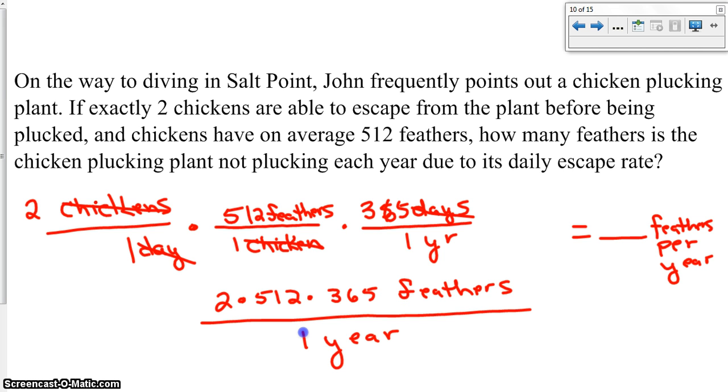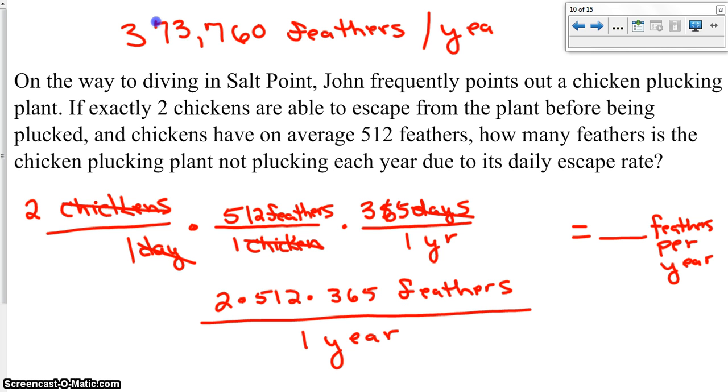Now, when you do problems like this, ladies and gentlemen, please, please use a calculator. I know you know how to multiply, so use a calculator. And hopefully your final answer will be 373,760 feathers are lost every year. Hope you did really well.